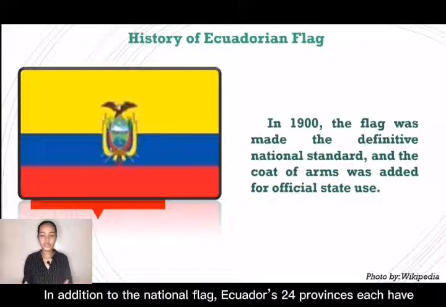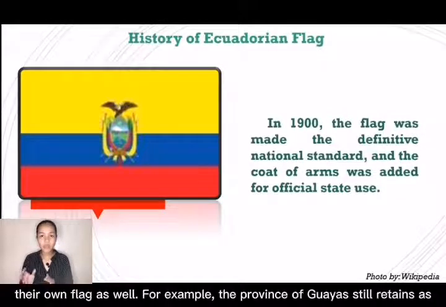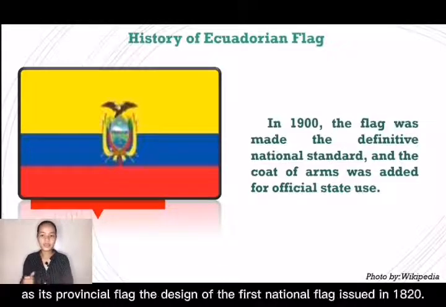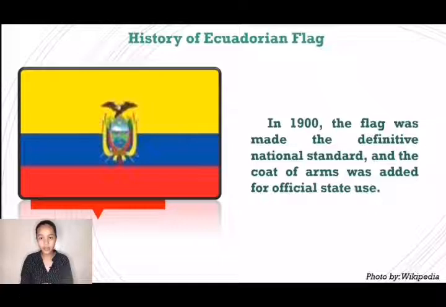In addition to the national flag, Ecuador's 24 provinces each have their own flags as well. For example, the province of Guayas still retains as its provincial flag the design of the first national flag issued in 1820.